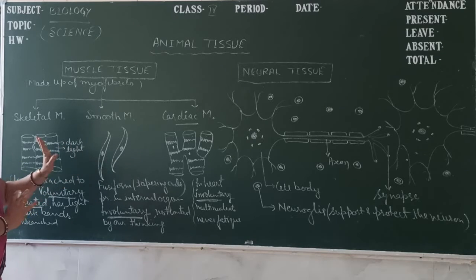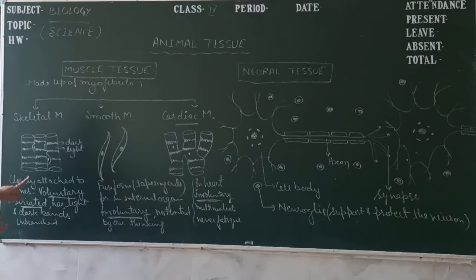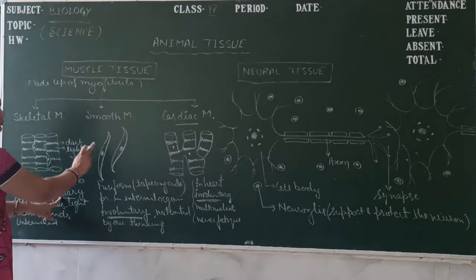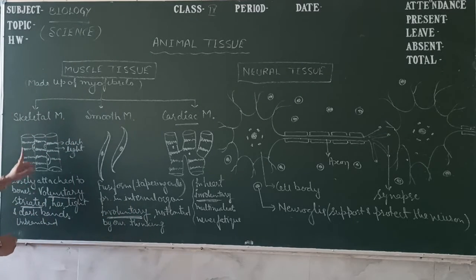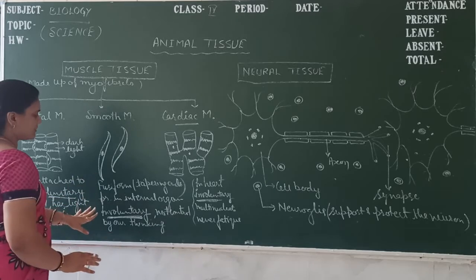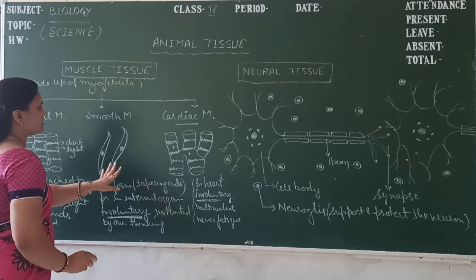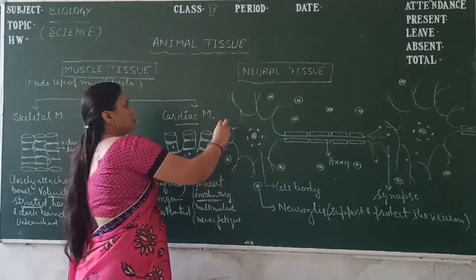Smooth muscles are present only in the internal organs. Skeletal muscles are voluntary, while smooth muscles are involuntary. Skeletal muscles have striations, so they are known as striated muscles, and smooth muscles have no striations, so they are known as non-striated muscle fibers.